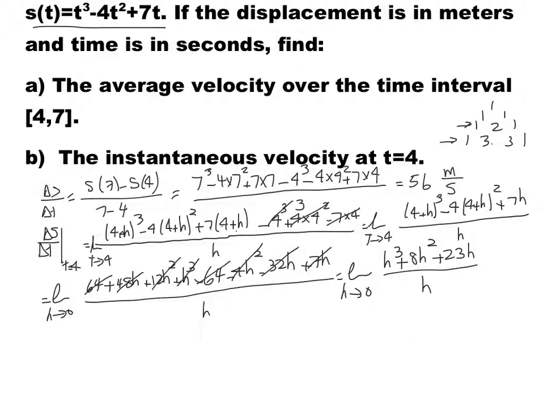Now h can be cancelled out, so this h goes with this h with the exponent, and this becomes 2. So this becomes the limit as h goes to 0 of h squared plus 8h plus 23. Now when h goes to 0, this becomes 0, this becomes 0, so this becomes 23 meters per second. So that's the instantaneous velocity at t equal to 4.